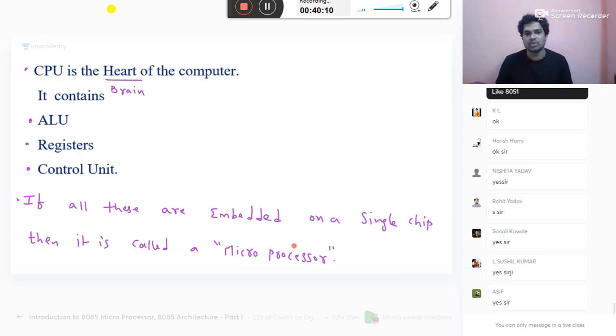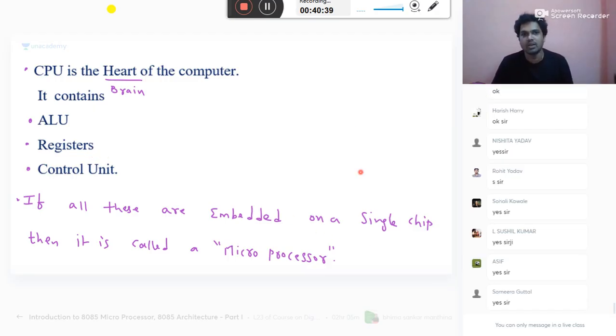So the CPU is the heart of the computer, the captain of the ship, the driver of the bus or your bike, whatever it may be. All these things are embedded on a single chip, and then it comes out as a microprocessor. It is processing your data. It may be converting it, it may be doing addition, subtraction, whatever it may be. Samira, you asked me the doubt now. You understand now. It is processing your data.